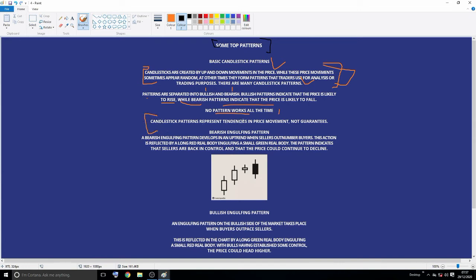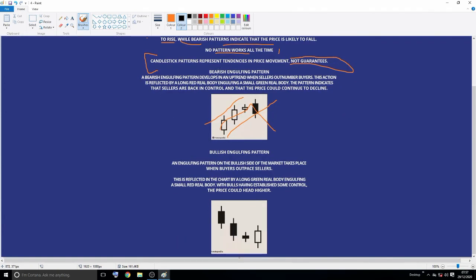Candlestick patterns represent tendency in price movement, not guarantees. You see, it can show you that last week this happened, and today you are seeing the same thing. It does not necessarily mean that it will happen exactly the way it happened, right? So this was a bearish pattern. That means price is likely to start dropping, right? Let's look at the bullish.